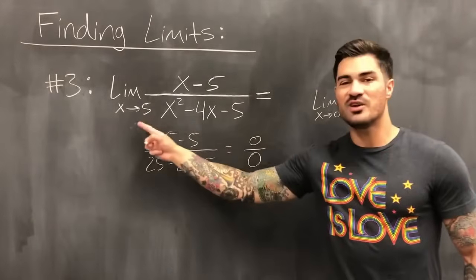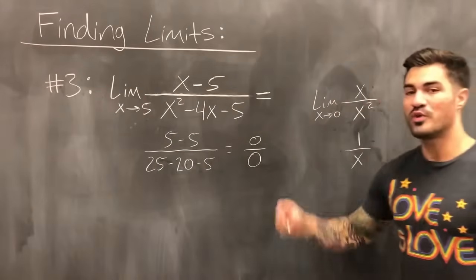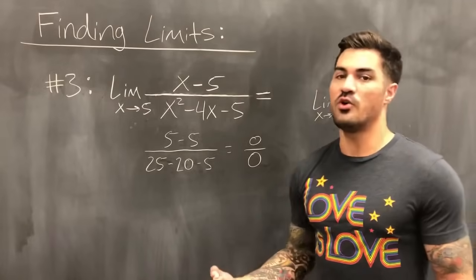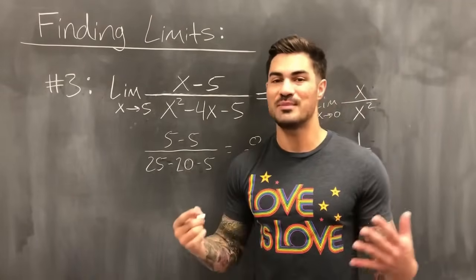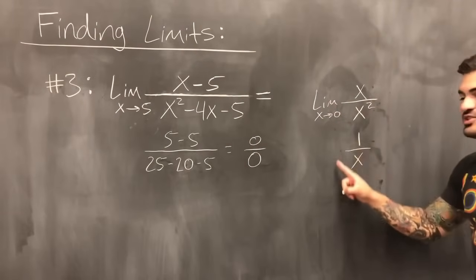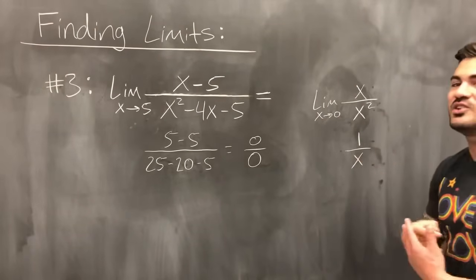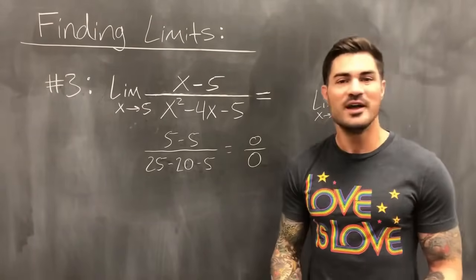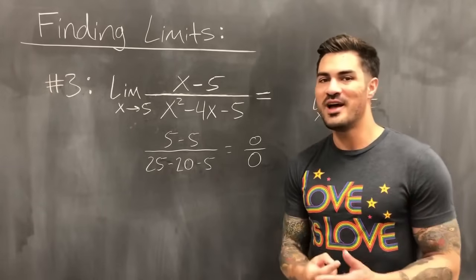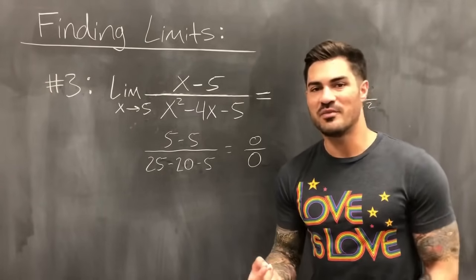If I can plug in the number x is approaching and get a real number, then it turns out it was a hole, right? And that real number I got out is my limit. If I plug it in and I still get something that's undefined, like in this case, I plug in 0, I get 1 over 0, it's still undefined, then it is an asymptote, all right? So just be careful of that, make note of that. I apologize, I didn't make that clear enough in my last video.